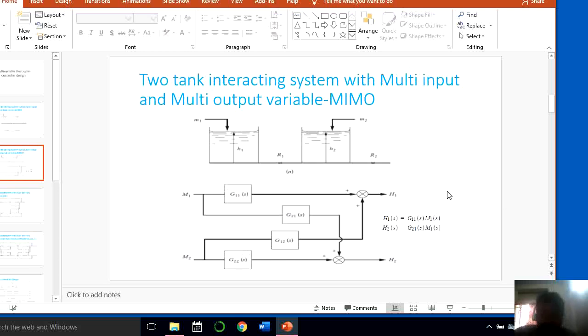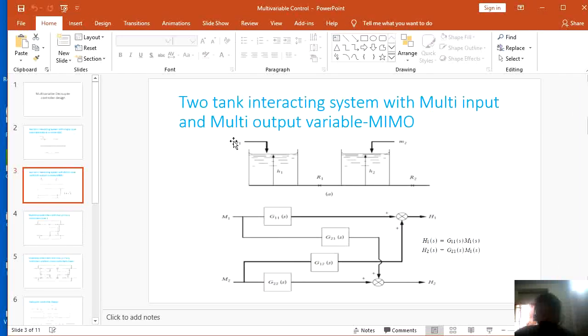But the key point you have to understand here is more like a question that you have to think about. If I vary M1, is only H1 going to vary? No. If I vary M1, H1 will definitely vary, but at the same time H2 will also vary. Is it right? You have to think like that. In the same manner, if I vary M2, is it going to affect only H2? No, it will also have an impact on H1.